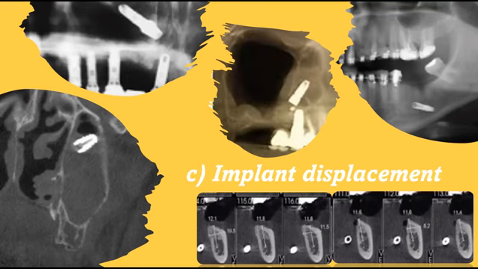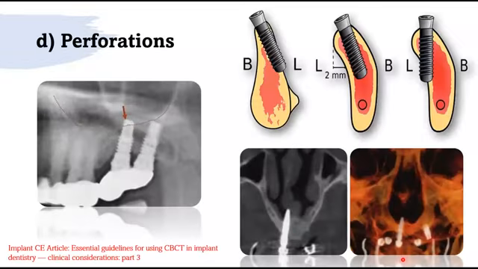And an intraoral approach or an extraoral approach is decided based on the CBCT findings for extreme displacement in the submandibular space. Perforations: the implant tip must be well within the soft tissue coverage. If not, they may lead to perforations, as you can see in this slide.